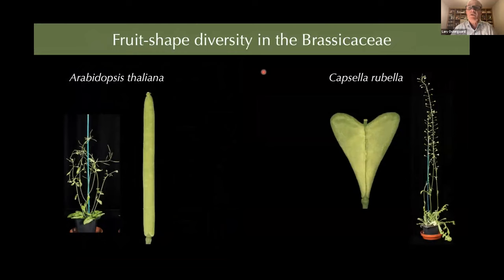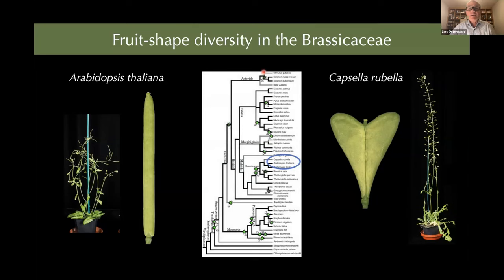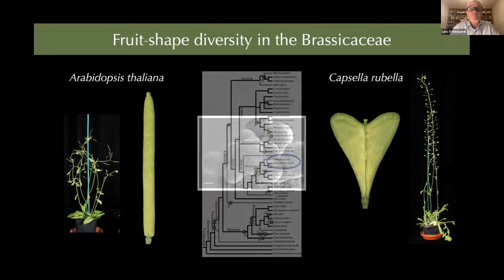And we like to compare it to a close relative called Capsella rubella. Capsella rubella and Arabidopsis thaliana are very closely related, as you can see in this phylogenetic tree that shows the relation primarily in the angiosperms, or flowering plants. And you can see Capsella and Arabidopsis are very closely positioned in this phylogenetic tree.